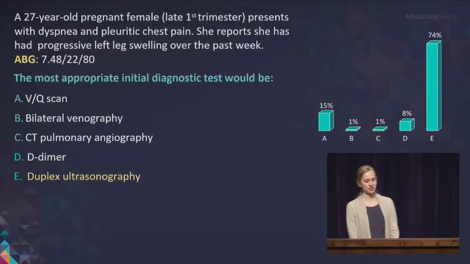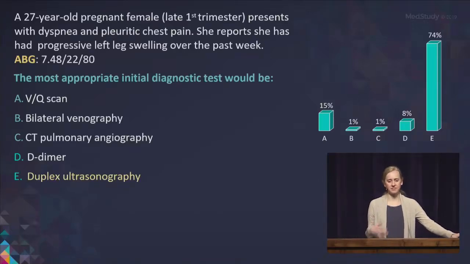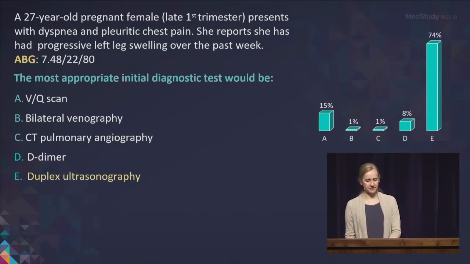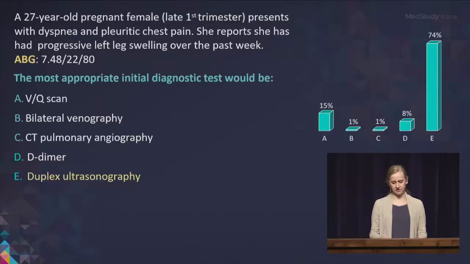Perfect. Duplex ultrasonography. So her pretest probability of having a pulmonary embolus is so astronomical. If you show that she's got a lower extremity DVT, then you're going to treat her, right, based on that. And so there's no reason to go through the risk and exposure of all of these other things.